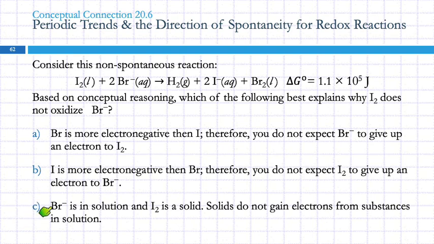The last one says, well, bromide is in solution and I2 is a solid, and solids don't gain electrons from substances in solution. Is that true? No, that's not true. If this was true, those electrochemical cells we were drawing pictures of wouldn't work, right? Because we have a metal electrode, and electrons are being transferred between aqueous and solid. So that last statement is just flat out wrong.